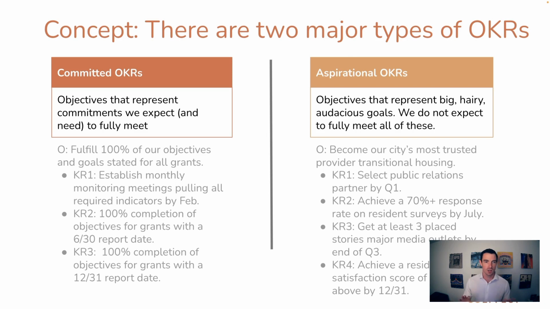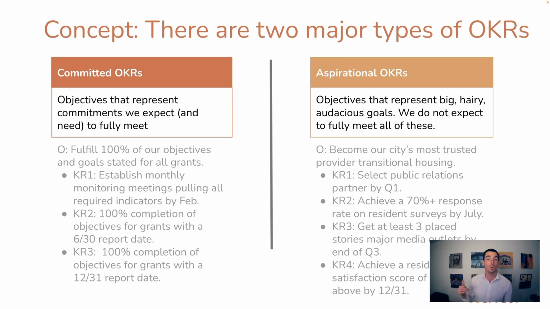And so I'd provide a comparison or contrast here. For example, a committed OKR might be, we need to fill 100% of our objectives and goals stated for all of our nonprofit's grants, and then, break that out into a few components. Compare that to this aspirational OKR. Let's imagine that we are a housing provider. Our objective is to become our city's most trusted provider of transitional housing. So that is a really big aspirational goal, and it's pretty qualitative. How do we actually know we're achieving that?